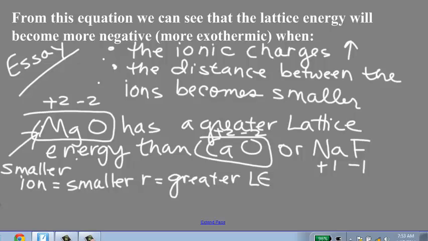Sublime the metal, ionize the metal. Break the bond, ionize the nonmetal, put them together. So to me that logically makes sense.